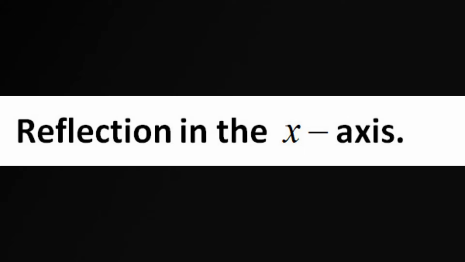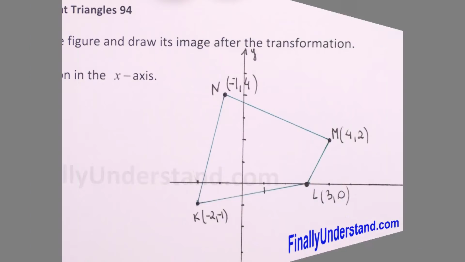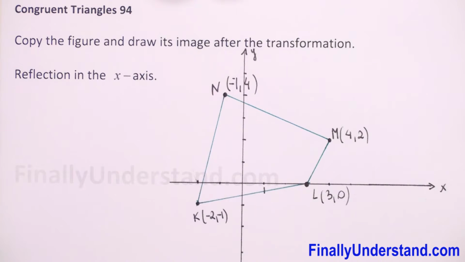We have a given quadrilateral, and now we have a reflection. We know that reflection uses a line of reflection to create a mirror image of the original figure. And in this example, we have a reflection in the x-axis. It means that we have to multiply the y-coordinate by -1.